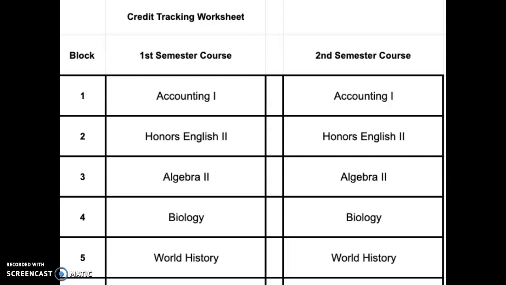The current freshman and sophomore students have to select their RPE and 4 core classes. So on this sheet, you'll see the RPE for this one is accounting, and that's a full year class, so it's first and second semester. There's their English class, their algebra class, biology class, and world history.